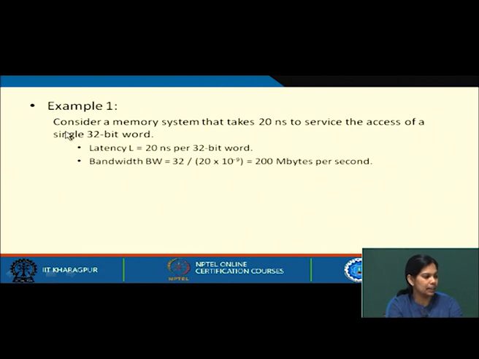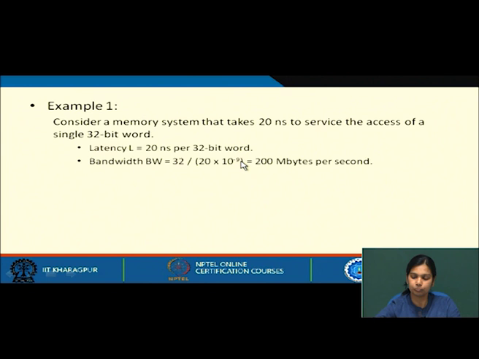Let us consider this example. Here a memory system takes 20 nanoseconds to service the access of a single 32 bit word. So, that means 20 nanoseconds is the latency. In 20 nanoseconds, it is transferring a single 32-bit word. What will be the bandwidth? Bandwidth will be 32 divided by 20 into 10 to the power minus 9.